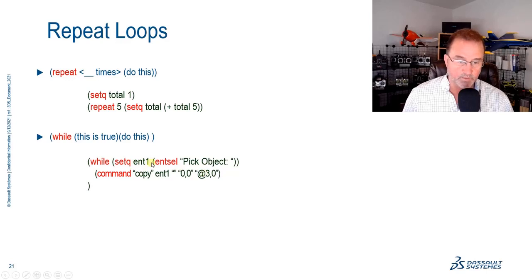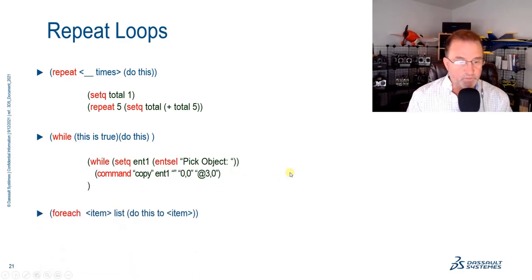So again, when I picked into space, I didn't select an object. Ent1 became nil, and therefore it stopped running the while loop. So just a good example. Oftentimes I use while loops to, like I said before, test different variables, and if certain things exist, while they exist, I want to run through a certain sequence of events.